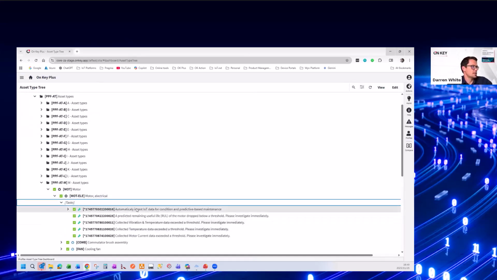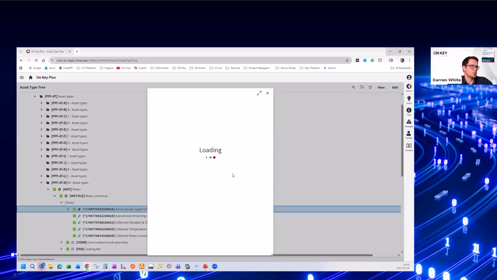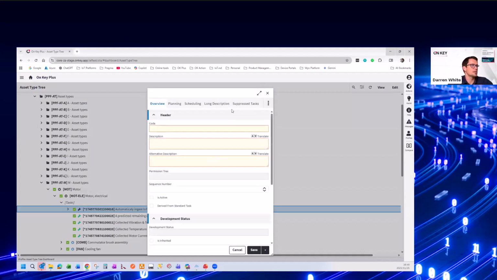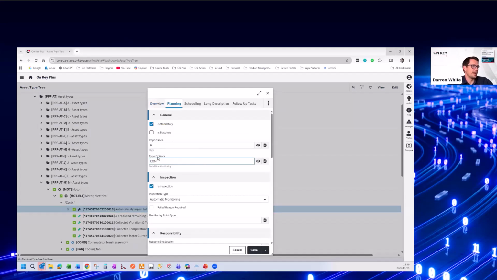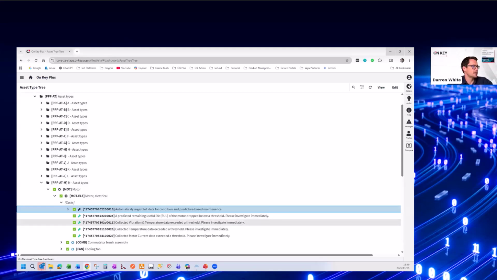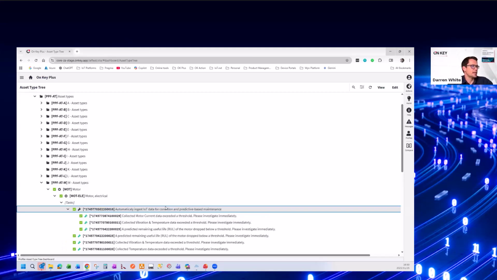Okay, but here's a task. So here's the primary task that you set up for your predictive maintenance tactic, to say that your primary task is that you want to automatically ingest IoT data into your system. And this is now associated with your expressions to actually trigger the alarms. And you can set up your planning. So this is a condition monitoring or predictive maintenance tactic. But then if you expand on this, if an alarm gets triggered, there's a couple of follow-up tasks that also get triggered based on what alarm was generated.